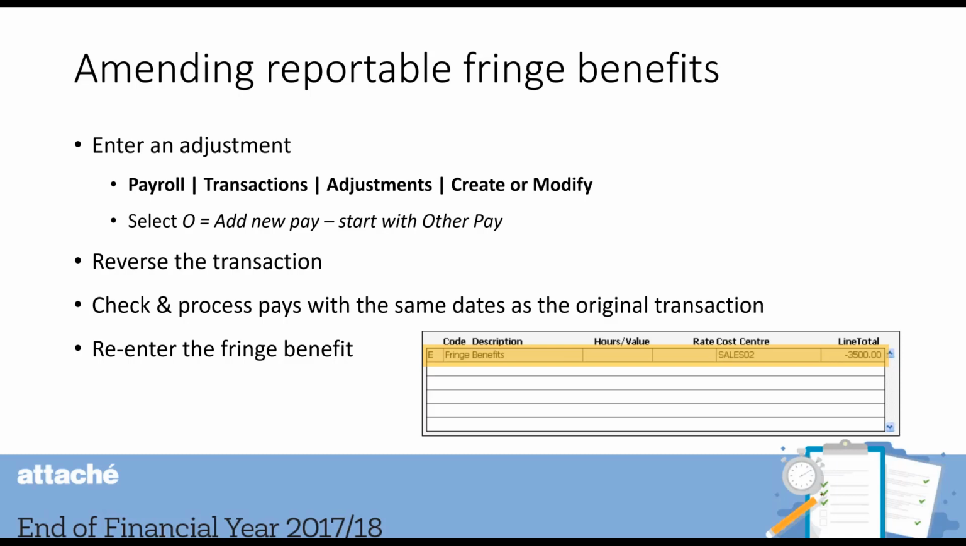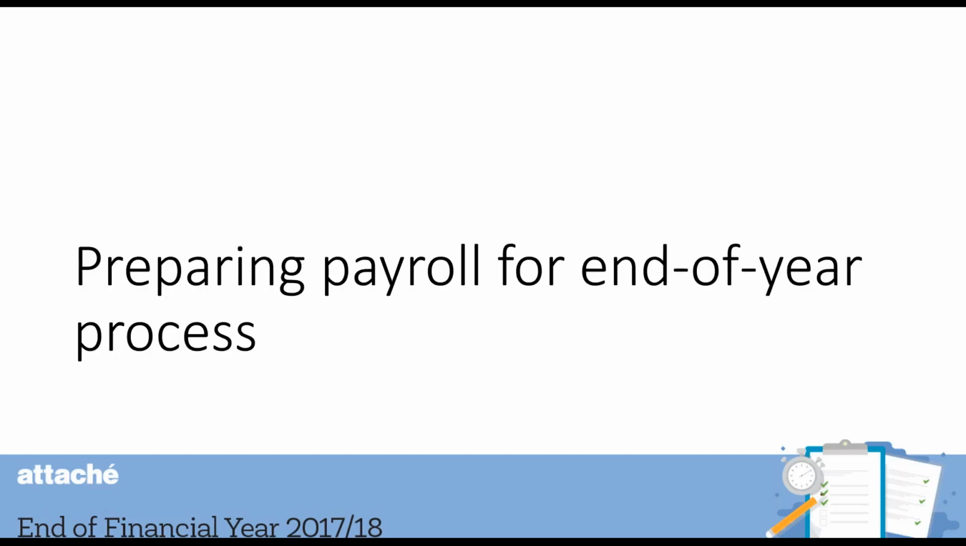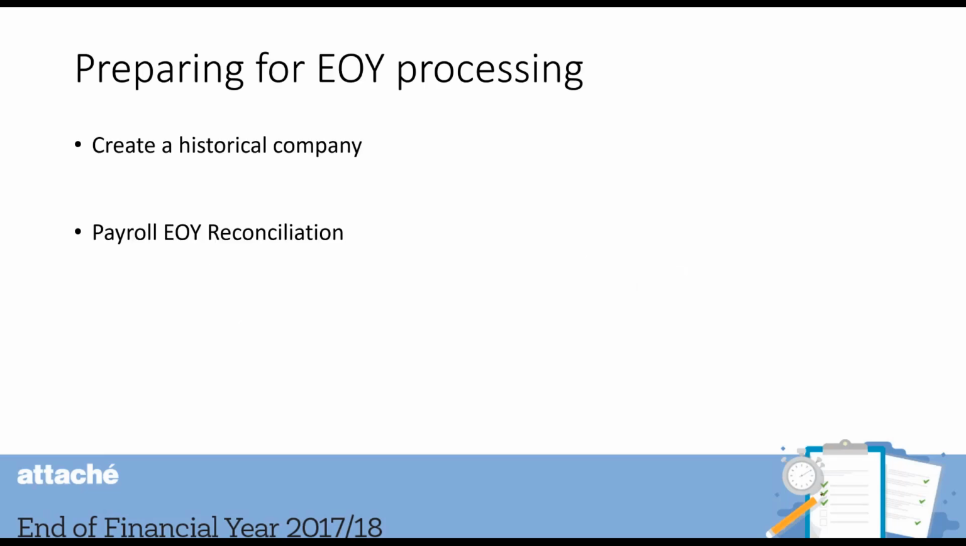Yep, so that's your fringe benefits. What we're now going to look at is what are the steps we need to take to prepare our data for end of year processing. So firstly, what we need to do is create a historical company to which we will archive the payroll data for 2017-18 once we have created the MDUP file or the magnetic media file. And then we also need to reconcile our payroll data.